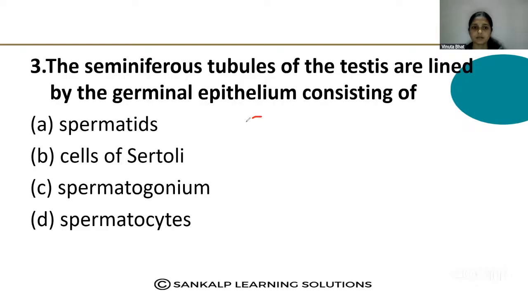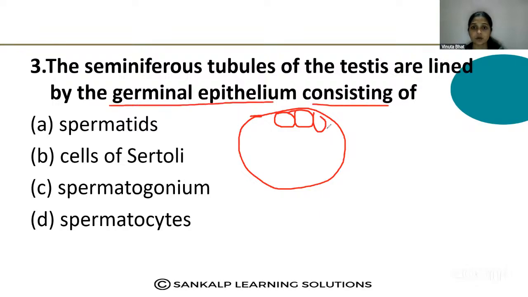So seminiferous tubules, mainly they contain the spermatogonium, the germinal epithelium consisting of the spermatogonium cells. So these are the germ cells, male germ cells. Option C, that is the spermatogonium.